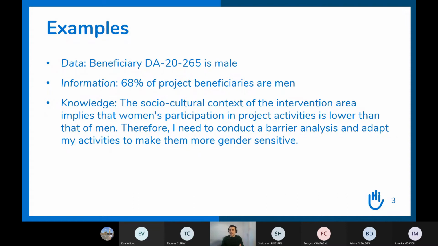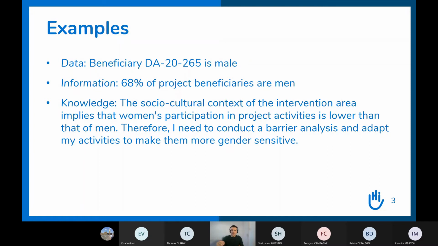you calculate a percentage, you will see that maybe 68% of the beneficiaries from your project are men. So this is an information you have analyzed, you have grouped, aggregated all your data to build one indicator, which is information. And then the knowledge, and it's just an example, but the knowledge would be that maybe the social cultural context of the intervention area implies that women participation in project activities is lower than that of men. So that's why in your project you have a vast majority of men, and therefore I, being the project manager, need to conduct a barrier analysis and adapt the activities to make them more gender sensitive.